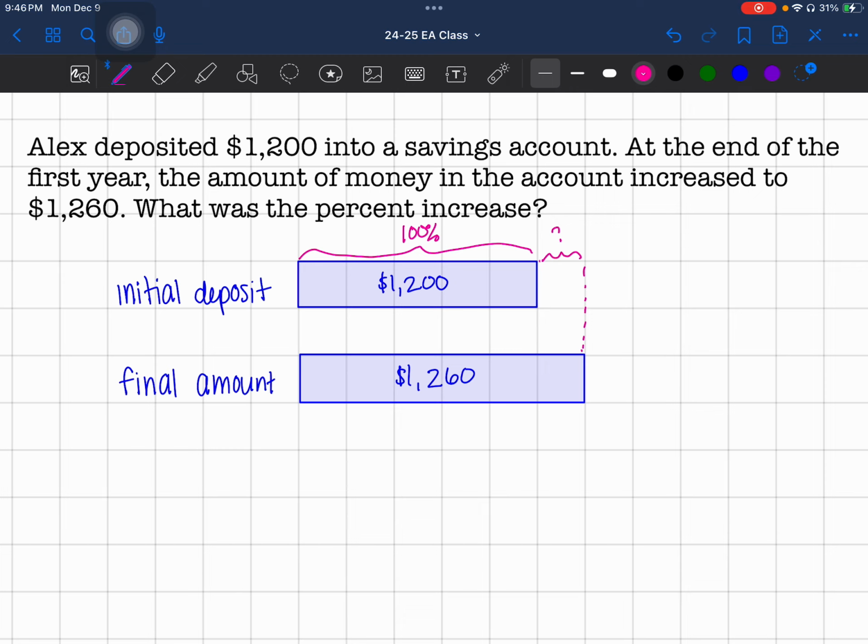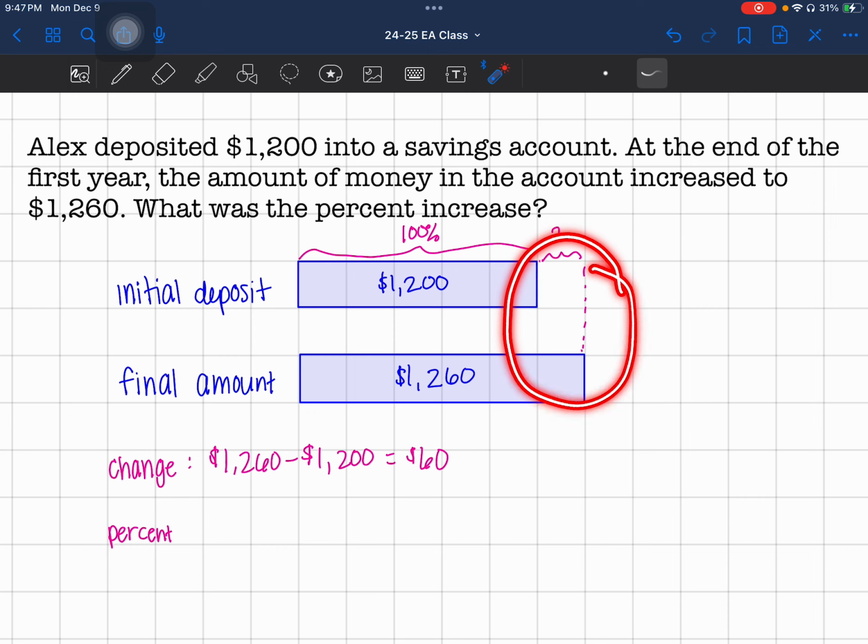All right, you should have found the change, which was 1,260 minus 1,200. If you couldn't do this in your head, we need to go back to fourth grade, maybe first grade. 1,260 minus 1,200 is $60. Okay, so then we want to find the percent change, which is an increase, right? Because it's bigger than the original, so it's a percent increase.